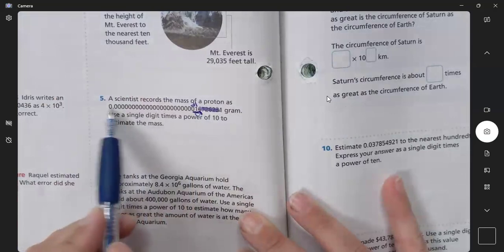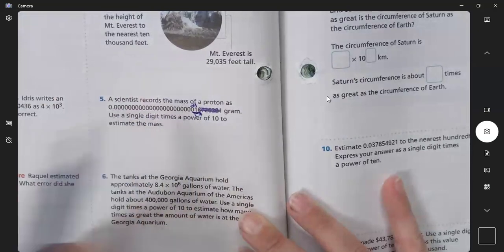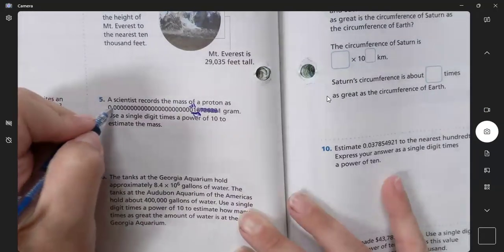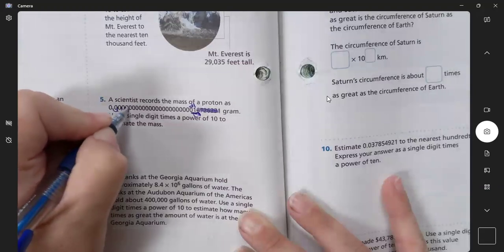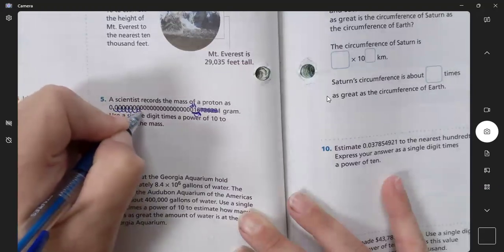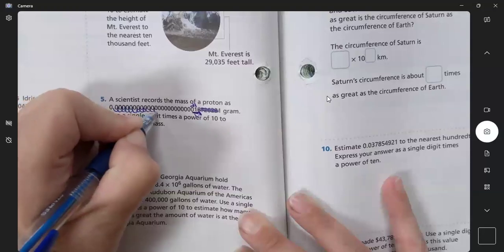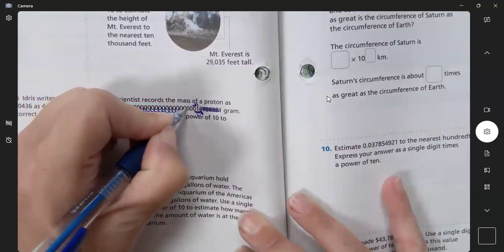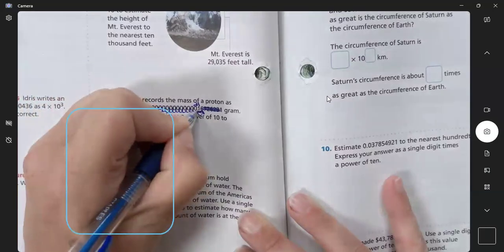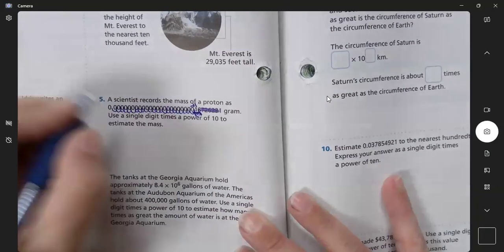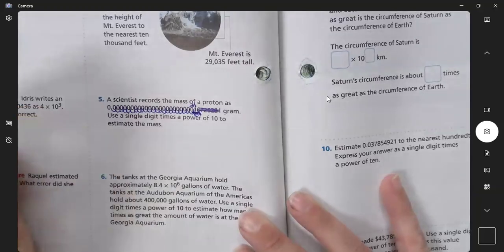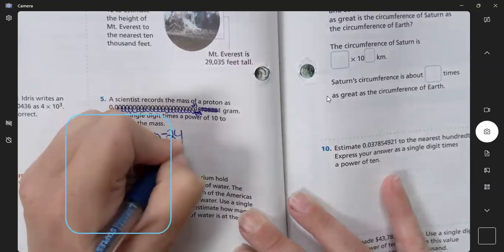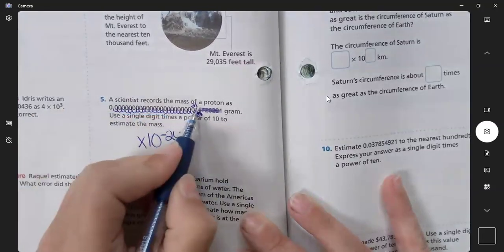But now we've got to count all these zeros. And because it's a decimal and a teeny tiny number, we're going to have a negative exponent. So let's get to counting. Here we go. 1, 2, 3, 4, 5, 6, 7, 8, 9, 10, 11, 12, 13, 14, 15, 16, 17, 18, 19, 20, 21, 22, 23, 24. We have to stop behind the 1. So we know it's going to be times 10 to the negative 24, because that's how many zeros there were there. And then what's 1 plus 1?